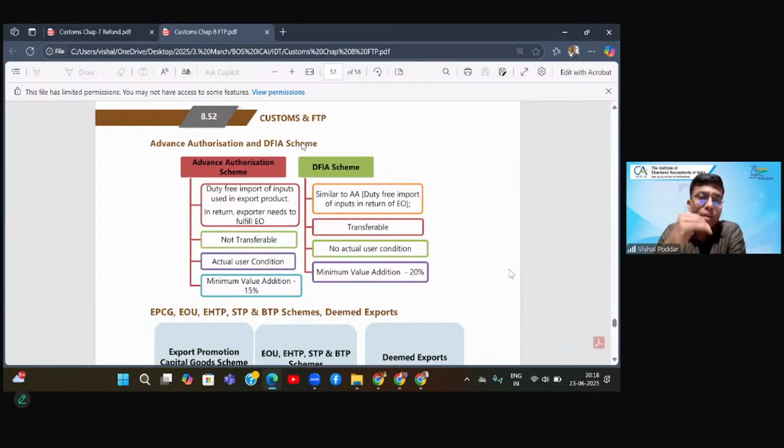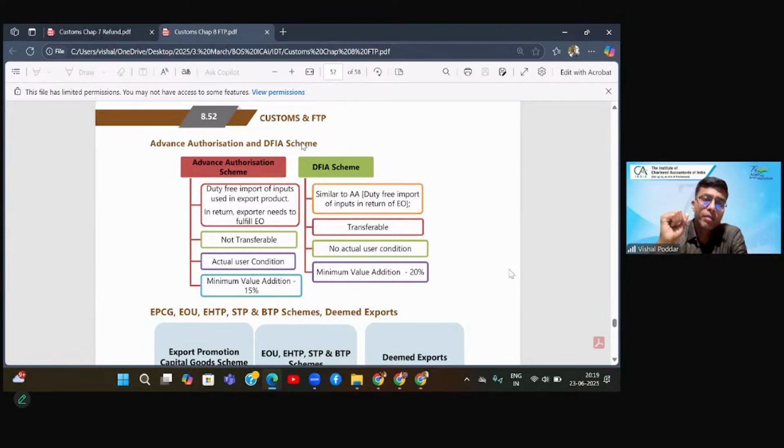So whenever you are importing something which is not capital goods, which is raw material, packing material, consumables, and you are going to utilize these in manufacture of those final products which you are going to ultimately export, then you have a special benefit under this category called the advance authorization scheme. Under the advance authorization scheme, at the time of import, if you have taken this advance authorization license or this DFIA license, then you import the goods by giving that license. And then you take these materials to your factory, you do manufacturing, and you export the final product.